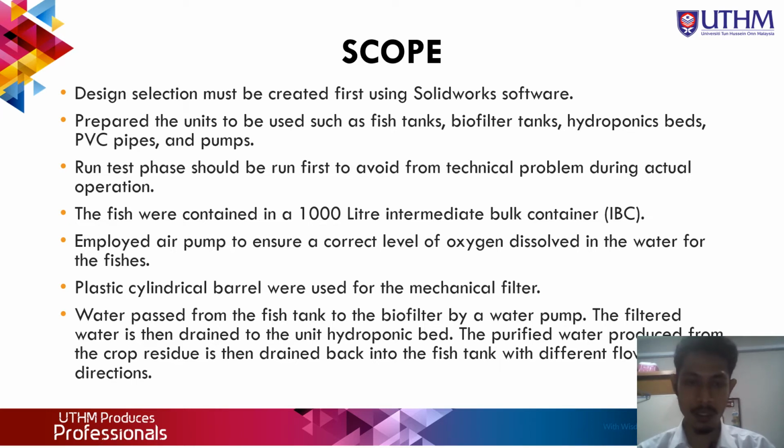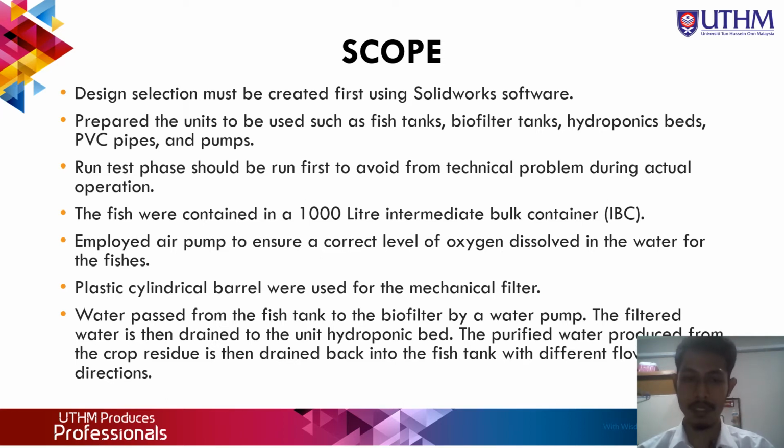The fish will be contained in a 1,000-liter intermediate bulk container, and the project will employ an air pump to ensure a correct level of dissolved oxygen in the water for the fish. The mechanical filter or biofiltration filter that we use is made from a plastic cylindrical barrel, approximately a 150-liter drum tank. After that, water passes from the fish tank to the biofilter by pump.